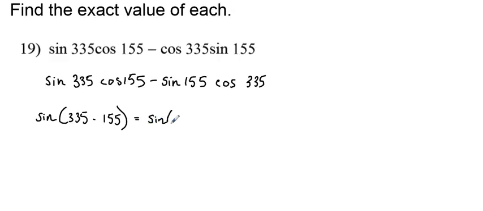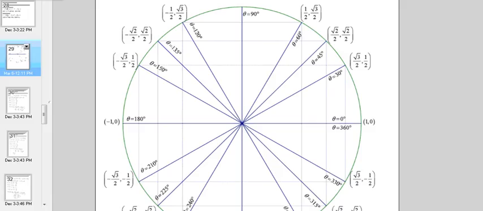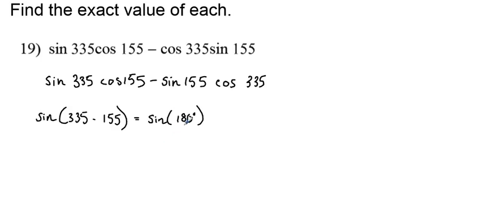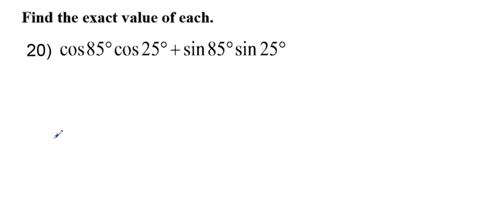Now, the next thing we're going to do is do 335 minus 155. That is 180 degrees. So what we have to do now is find the sine of 180 degrees. Let's go back to our unit circle. So here's our unit circle. At 180 degrees, the coordinates are -1, 0. Remember that the x-coordinate is cosine, the y-coordinate is sine. Therefore, our answer has to be 0.